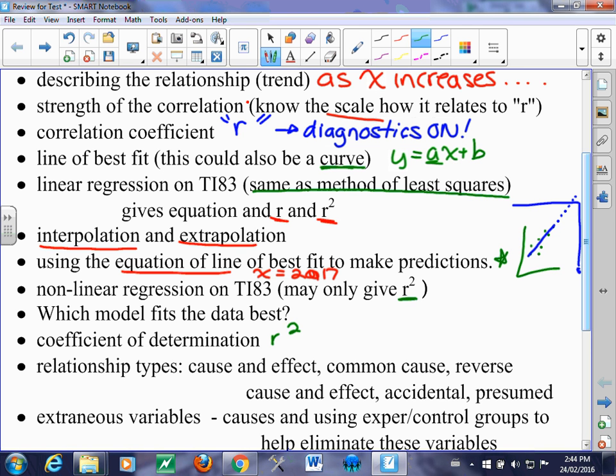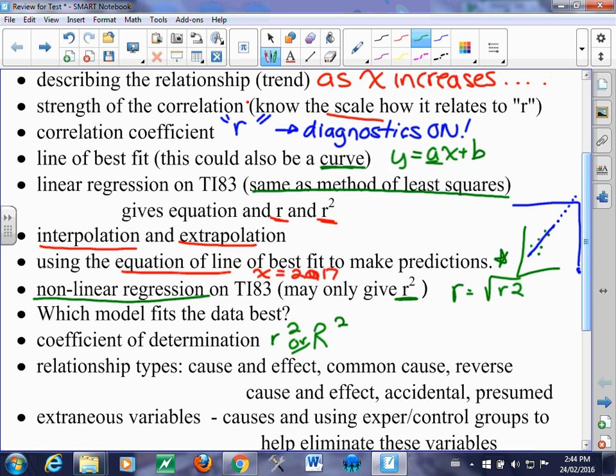But remember when you're doing non-linear regression that if it gives you just the R squared value, R equals the square root of R squared, obviously. Also, sometimes you see it as capital R, depending on what type of technology you're using. You'll see lowercase or uppercase.